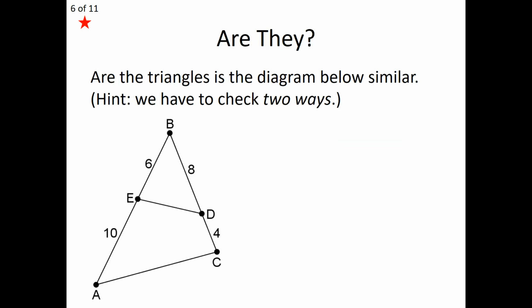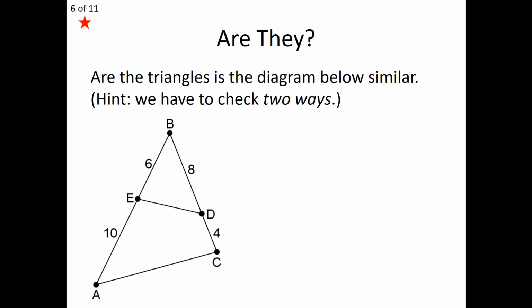Let's continue that side angle side into this example here. Now, this is an interesting example. It says, are the two triangles in this diagram below similar? So again, the question is, can we prove them to be similar? And in this case, we're going to have to check two ways. I'll explain that in a minute.